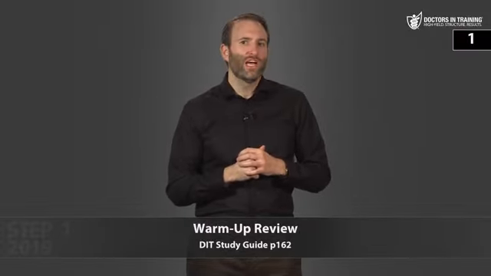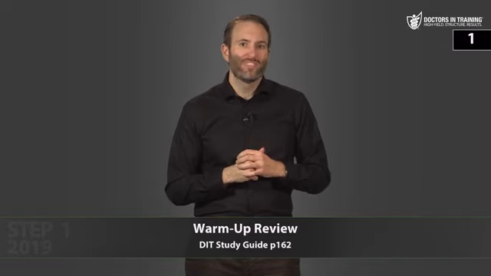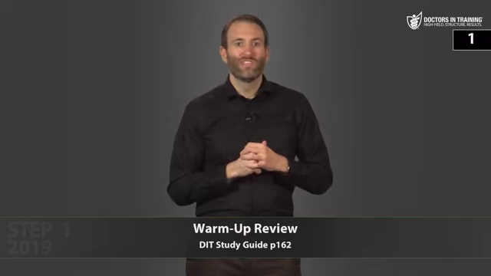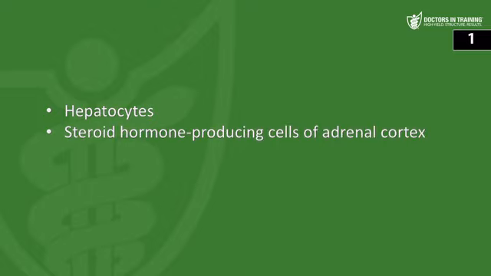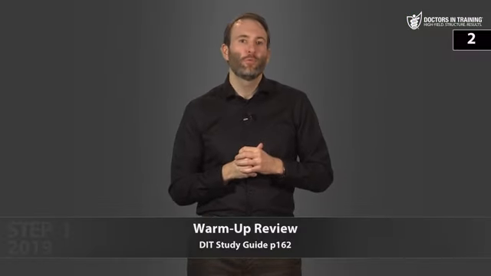It's time for another warm-up review. Let's get going. Which cell types are rich in smooth endoplasmic reticulum? The main ones you should know for step 1 are going to be hepatocytes, and then steroid hormone-producing cells of the adrenal cortex. Next, what is the treatment for heparin overdose?